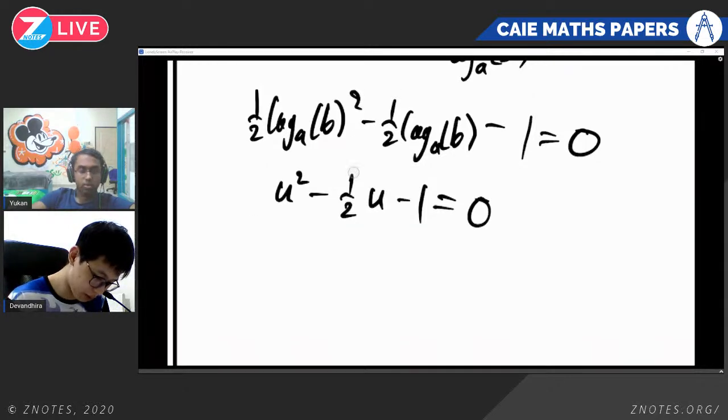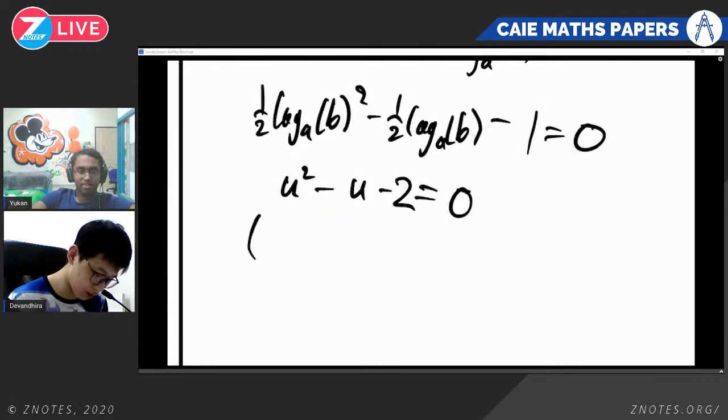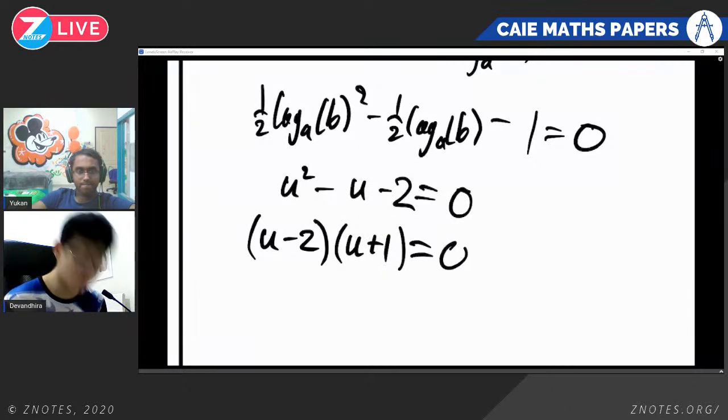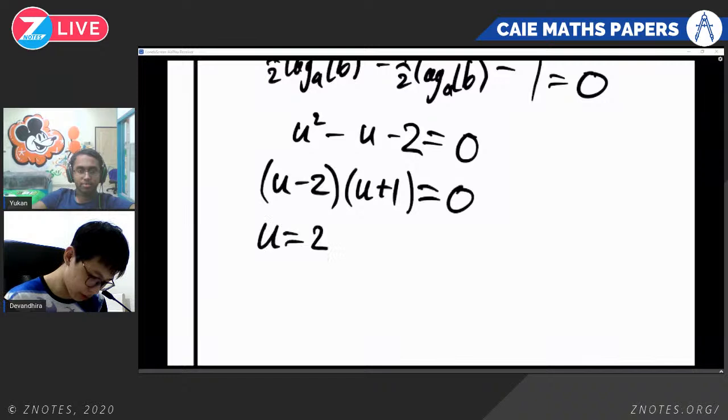Oh no, we can, we multiply by 2 here, and we have 2 here. Just make things efficient. Then can you factor this into u minus 2 and u plus 1 is equal to 0. Okay, you just have to equate them. u is equal to 2 and u is equal to negative 1.